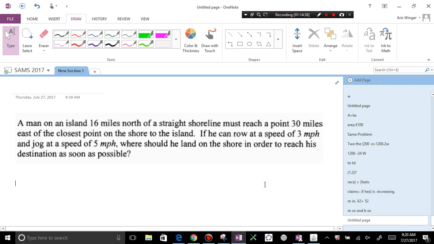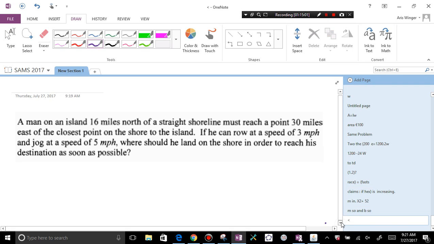All right. A man on an island 16 miles north of a straight shoreline must reach a point 30 miles east of the closest point on the shore to the island. If he can row at a speed of 3 miles per hour and jog at a speed of 5 miles per hour, where should he land on the shore in order to reach his destination as soon as possible? So I've usually phrased this problem in other ways, right?